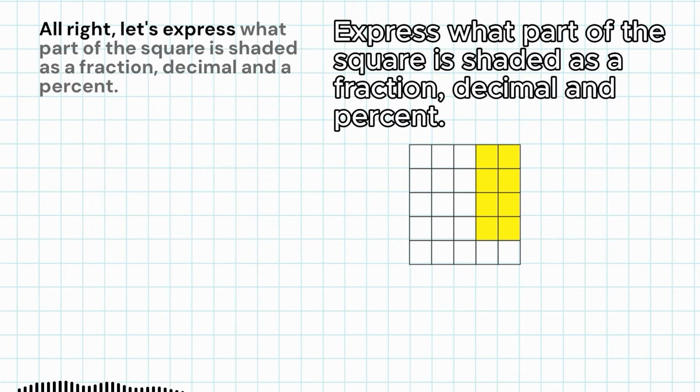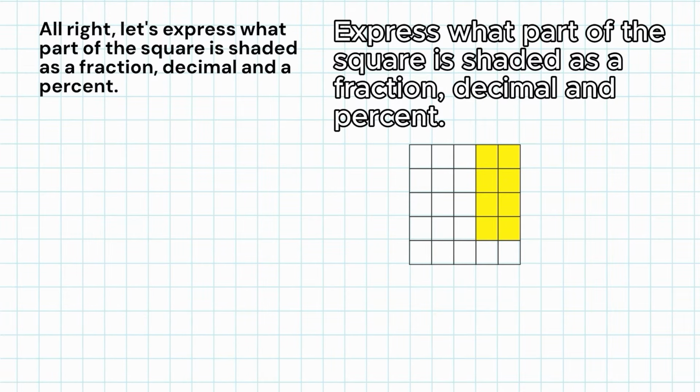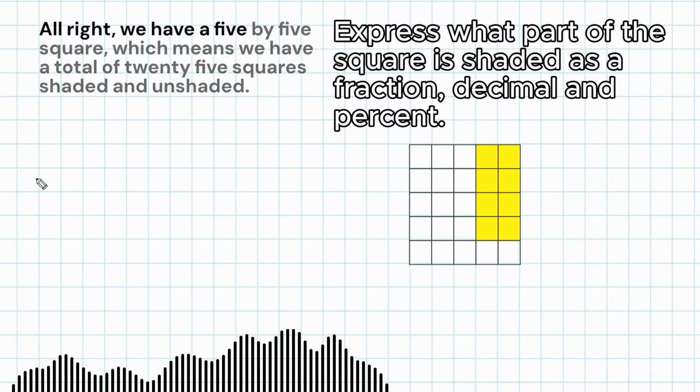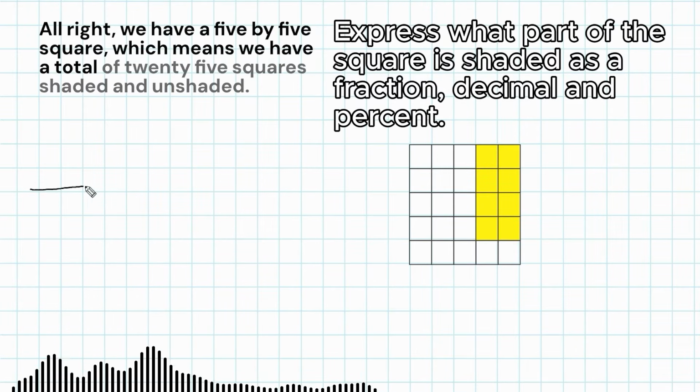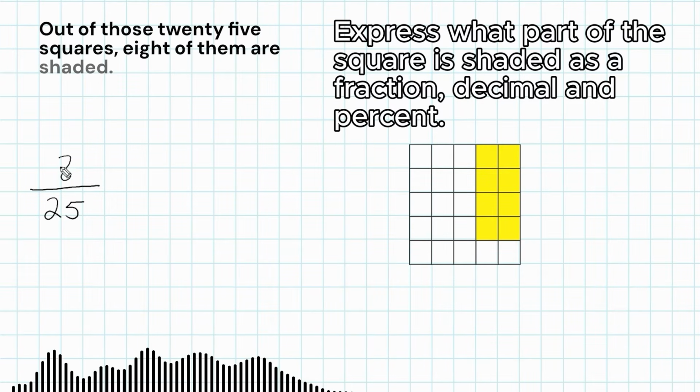All right, let's express what part of the square is shaded as a fraction, decimal, and a percent. All right, we have a 5 by 5 square, which means we have a total of 25 squares, shaded and unshaded. Out of those 25 squares, 8 of them are shaded.